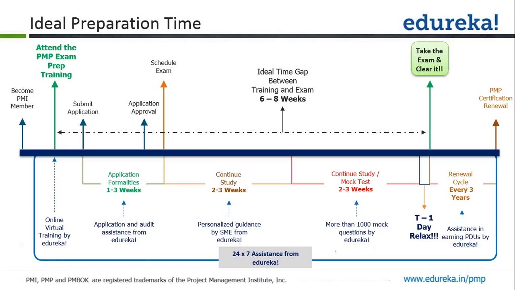The ideal time between the training, scheduling the examination and taking the examination must not exceed 8 weeks. That's the ideal time. But of course, it is subjective depending on your availability and your schedule at your workplace. You can block it. But the important point is, when you are going to take the examination, make sure 2 weeks before that the momentum of the studies is very high.